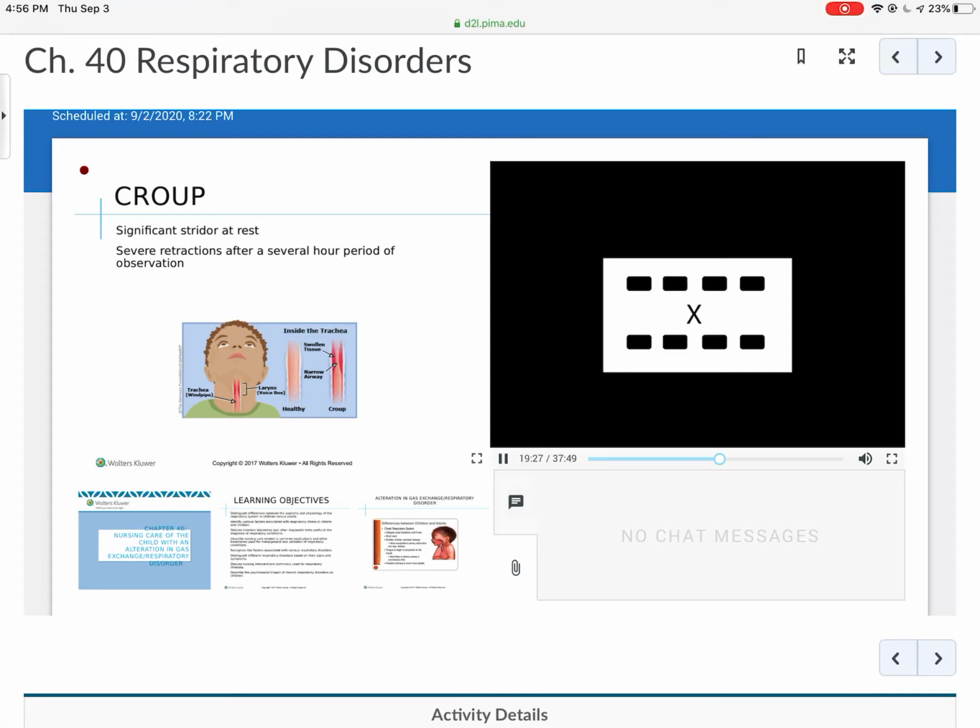So croup. We see croup in kids, usually about 3 months to 3 years. They call it laryngeal tracheal bronchitis, because it's inflammation and edema of the larynx, the trachea and the bronchi, and it's usually caused by a viral infection.